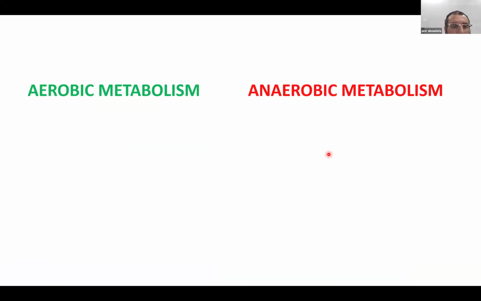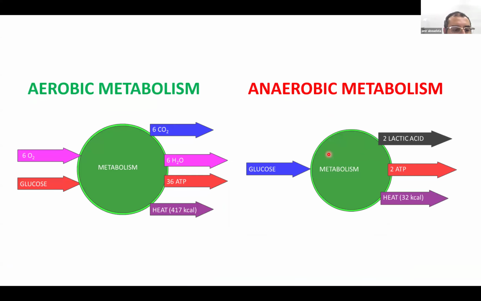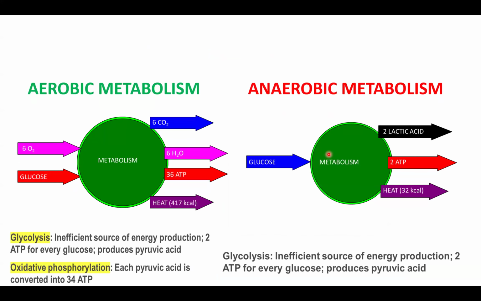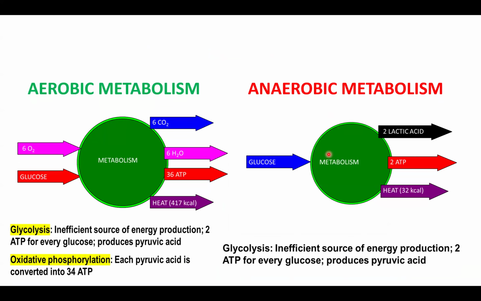So in the presence of oxygen, in the aerobic condition, the oxygen with the glucose, we will have the glycolysis reaction. This will produce a small amount of ATP, only 2 ATP, and pyruvic acid. And the pyruvic acid will go to the second reaction, which is the oxidative phosphorylation. This is the reaction which needs the oxygen. So each pyruvic acid is producing 34 molecules or units of ATP. So the total is 36 ATP.